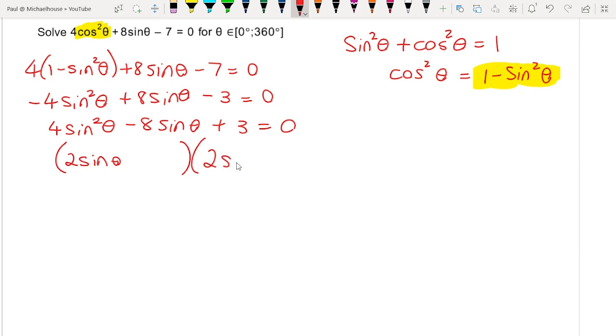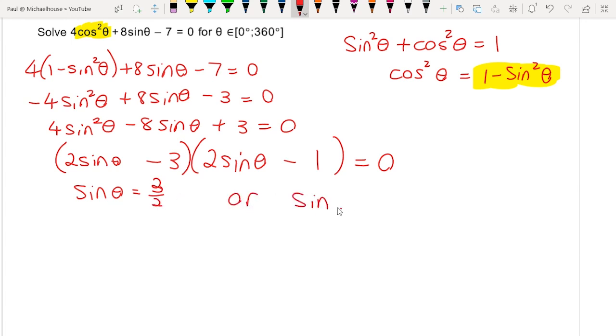This will factorize to 2 sine theta and 2 sine theta, a minus 1 and a minus 3. And so this time we get that sine theta is 3 over 2, not 2/3, or sine theta is a half. Sine theta is a half is very easy, quadrants 1 and 2, right? And it's a key angle, it's 30 degrees. So the answers here are 30 degrees or 150 degrees.